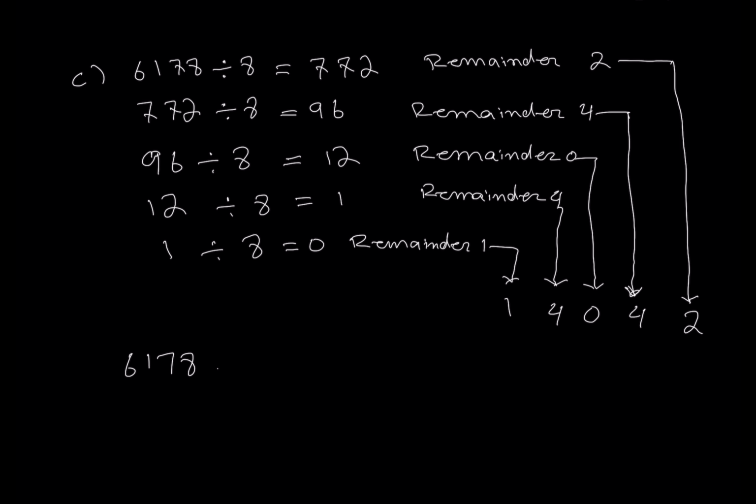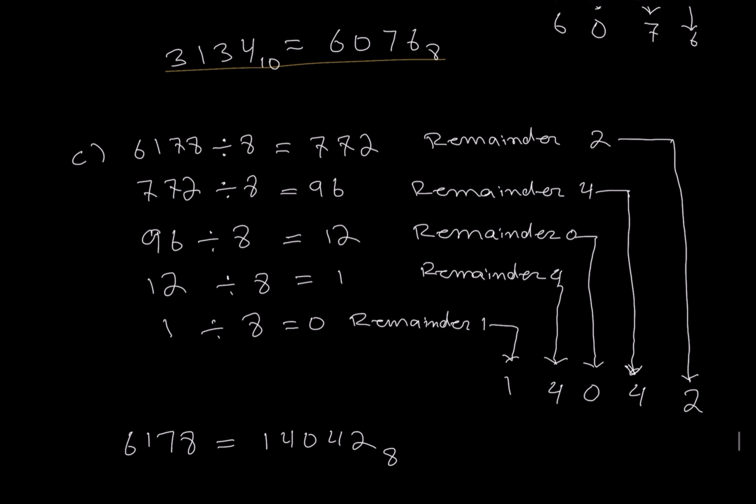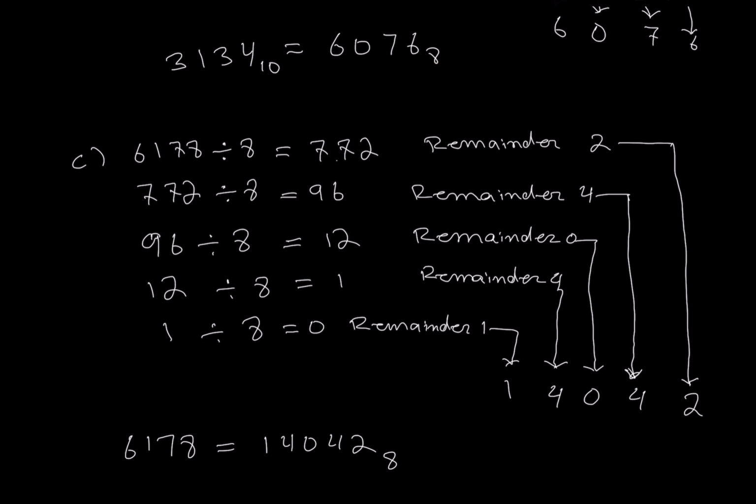So 6178 decimal number is equal to 14042 as an octal number. Okay, so that wasn't that hard. You divide the number by 8, get the quotient, and find the remainder. Then the new quotient will be divided by 8, get the new quotient, and find the remainder and write it down. Same thing, you do it all the way until you get your quotient less than 8.